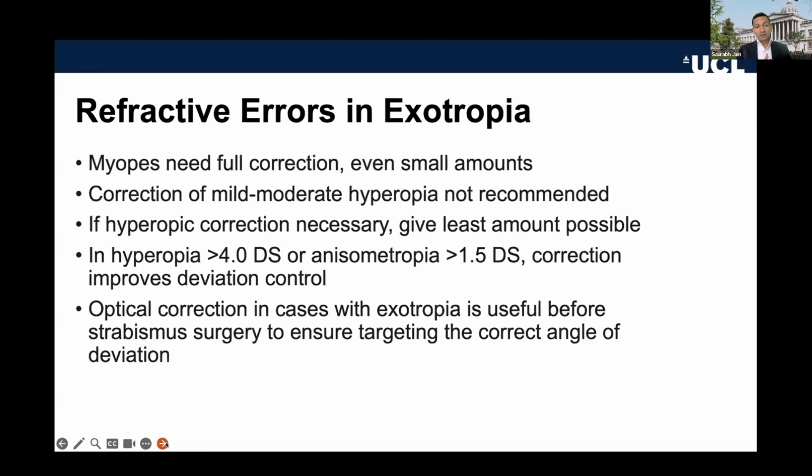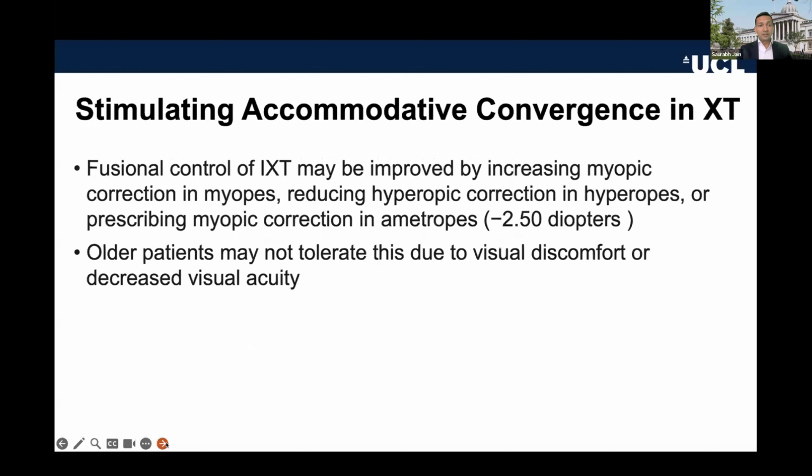If you are going to operate on the children, then you absolutely need to fully correct them to judge the correct angle of deviation. There was a trend a few years ago of stimulating accommodative convergence in these children, which means you improve their fusional control by increasing their myopic correction or reducing the hyperopic correction, or even giving a myopic correction to emmetropes up to -2.5 diopters.